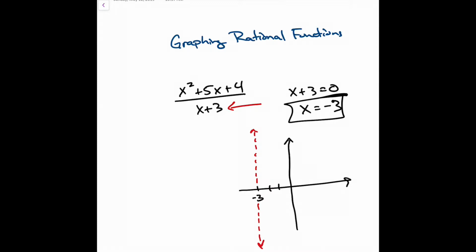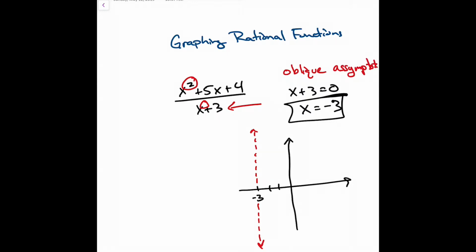Now, the next thing that I want to pay attention to is the degrees of the two functions, the denominator and the numerator. The numerator has a second degree and the denominator has a first degree. So if my numerator is 1 degree higher than my denominator, I'm going to have what's called an oblique asymptote.